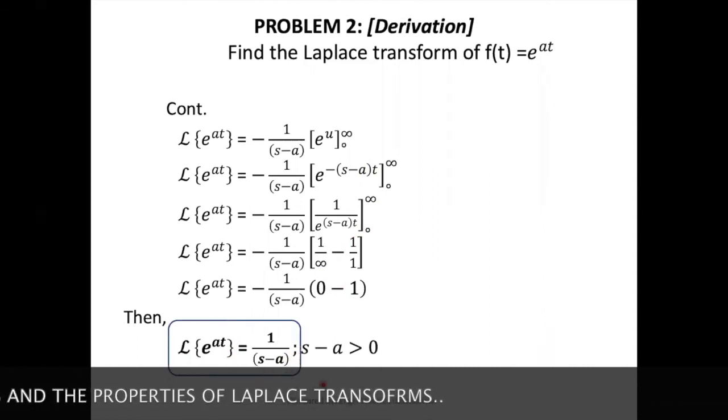To learn more about the properties of Laplace transforms and the complete list of transforms of elementary functions, please watch the next video.